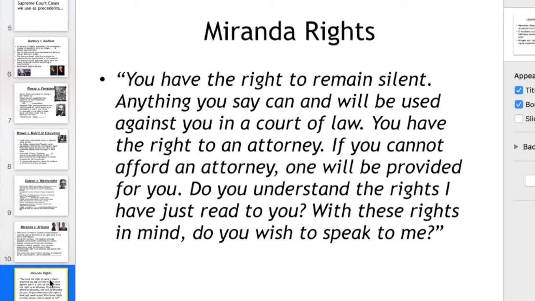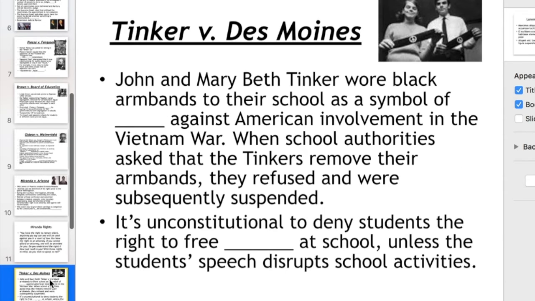And these are the Miranda rights. You have the right to remain silent. Anything you say can and will be used against you in a court of law. You have the right to an attorney. If you cannot afford an attorney, one will be provided for you. Do you understand the rights I have just read to you? With these rights in mind, do you wish to speak to me?